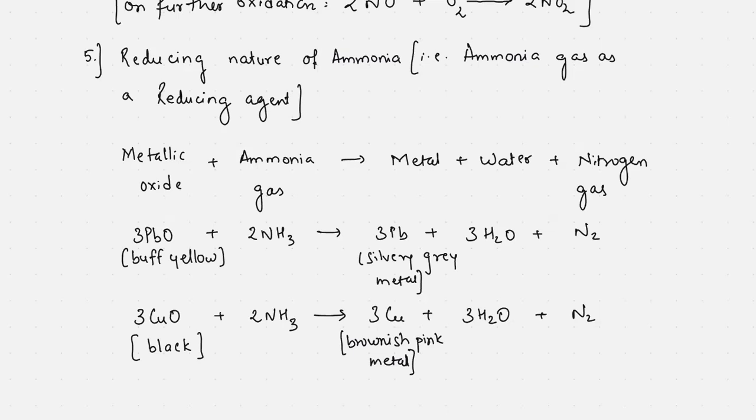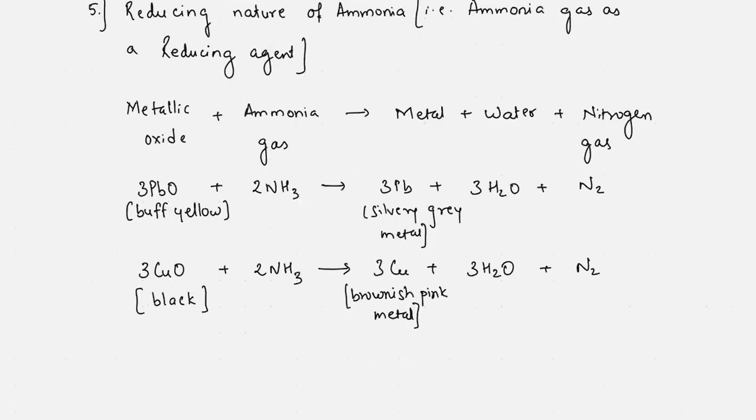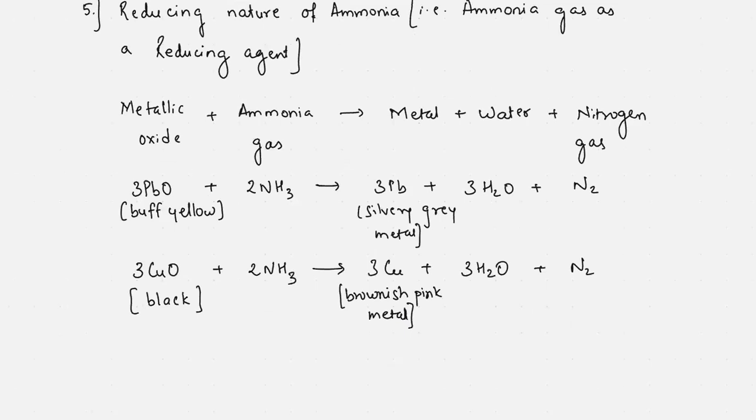So in the reaction between buff yellow litharge, that is lead oxide, with ammonia gas, we get a silvery gray metal, that is lead, plus water plus nitrogen. And when ammonia reacts with a black oxide, which is copper oxide, we get brownish pink metal, that is copper, plus water plus nitrogen gas.